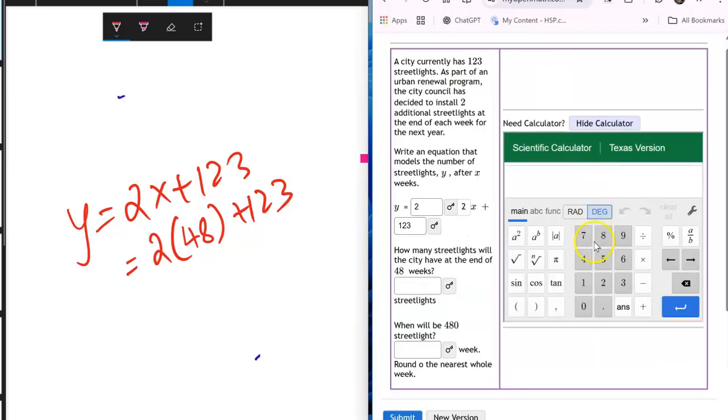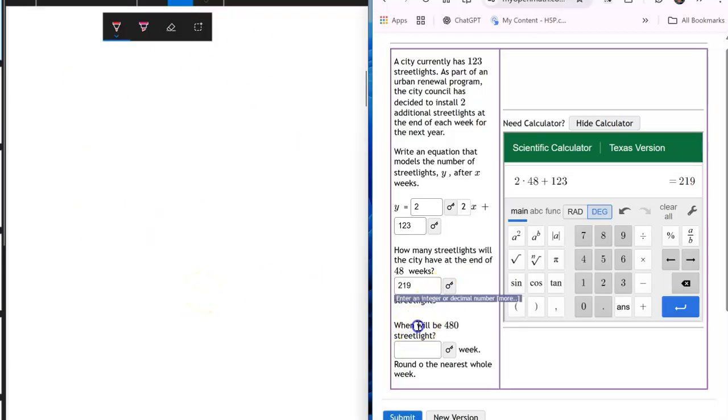To find this, you have a calculator here. You multiply 2 times 48, you can do it directly, plus you add 123. So you get 219. So 219 is the number of street lights after 48 weeks. That's the second part. And the third part of the question is, when will there be 480 street lights? So we're looking for the week here, and 480 is the number of street lights. In other words, you're looking for the x value, which is the week, and the given is the street light number.